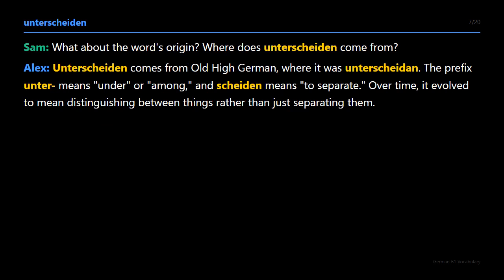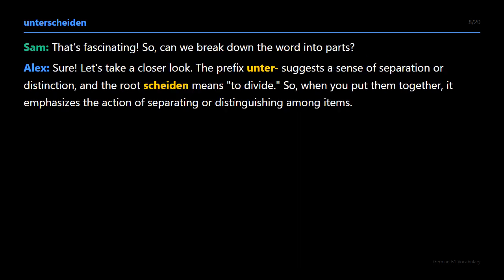That's fascinating. So, can we break down the word into parts? Sure. Let's take a closer look. The prefix unter suggests a sense of separation or distinction, and the root scheiden means to divide. So, when you put them together, it emphasizes the action of separating or distinguishing among items.